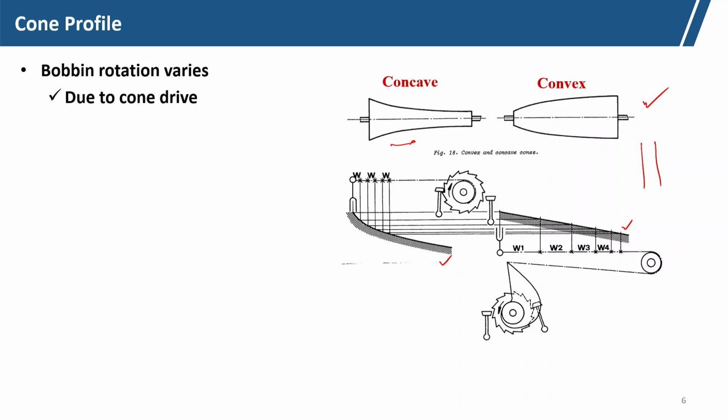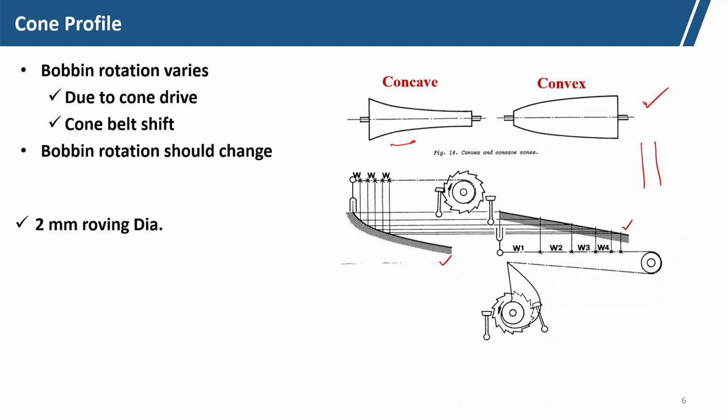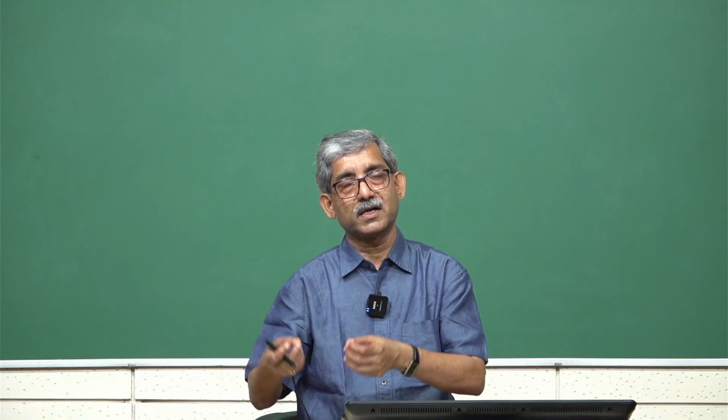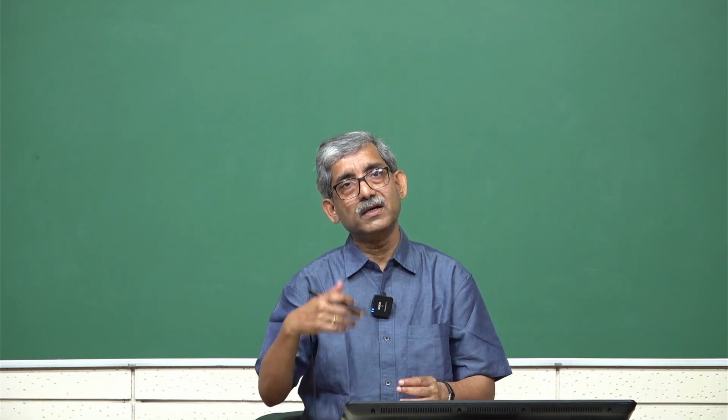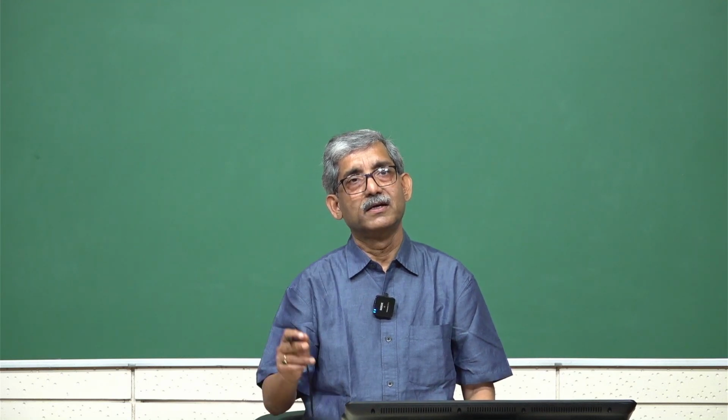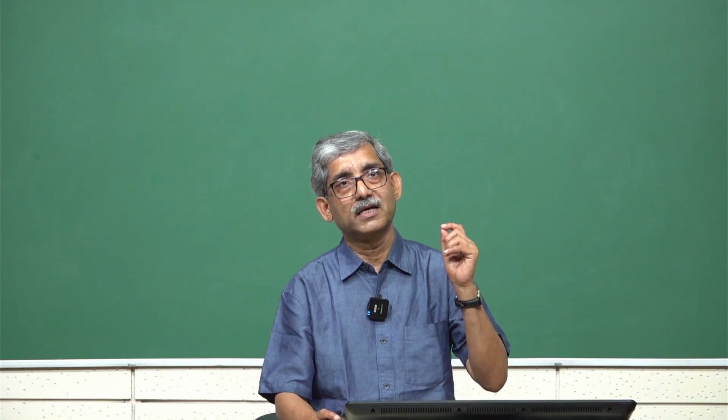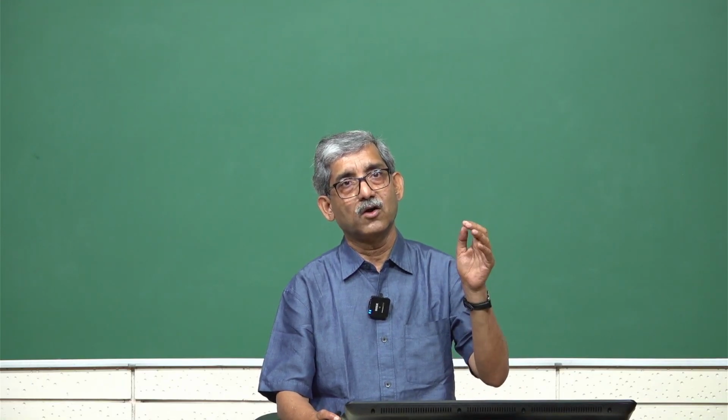This is due to cone belt drive and cone belt shift. The rate of change of bobbin rotation should change, because for the first layer the bobbin rotation changes to a certain extent, but from the first to the second layer it will be different. For every layer the change of bobbin speed is not constant.